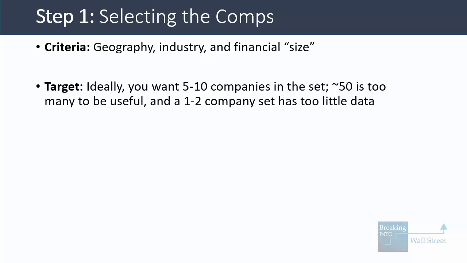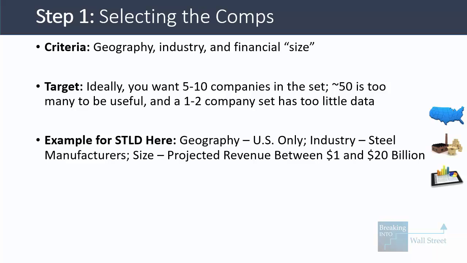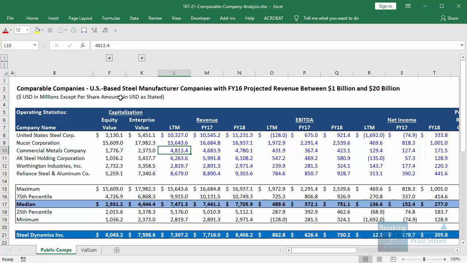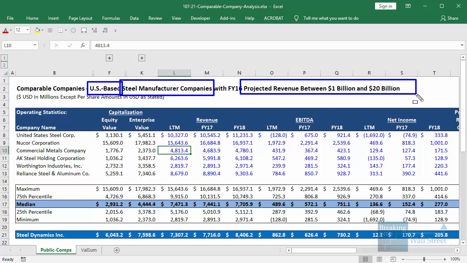And if you only have 1 or 2 companies in the set, that's probably too little data to be useful in most cases, and it's too subject to outliers. So in our example for Steel Dynamics here, if you look at it in Excel, we have US-based companies, so that's the geographic criteria. They are steel manufacturing companies, that's the industry criteria, and then projected revenue between 1 billion and 20 billion. So that is the financial size.